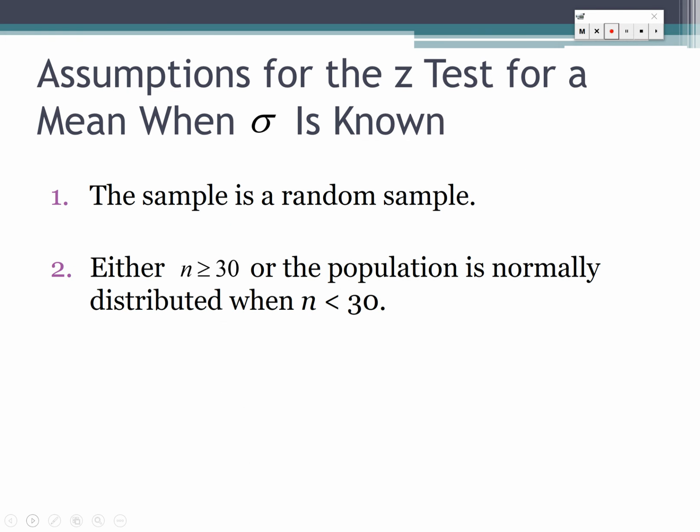The assumptions: we assume the sample is a random sample, and then either our sample size is greater than or equal to 30, or the population is normally distributed if our sample size is smaller than 30. So again, those assumptions, those are things that we are going to assume, because as we talked about yesterday, we don't actually design the study and conduct the experiment. So we're just having data given to us. So these are a couple things that we need to assume.